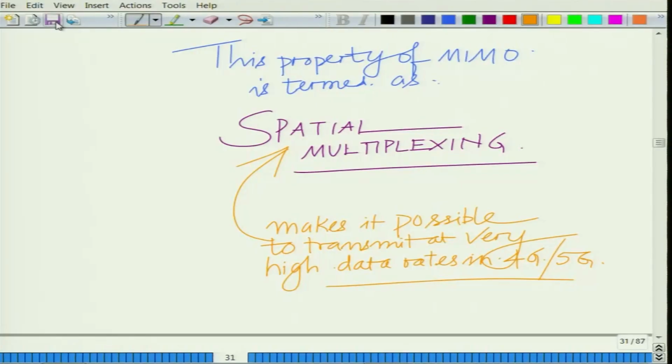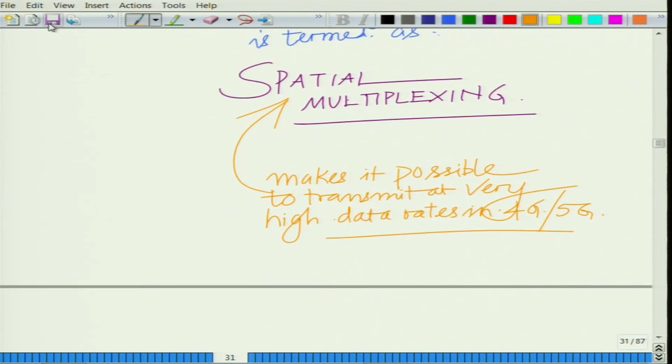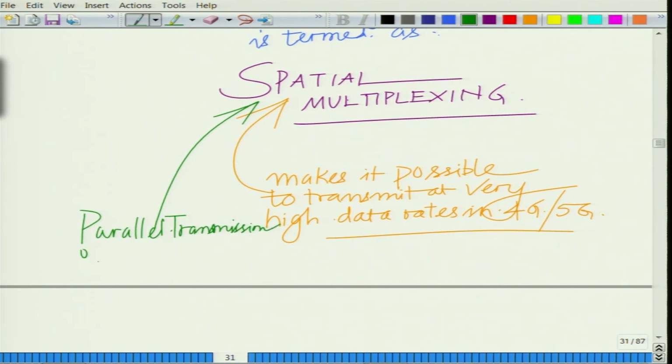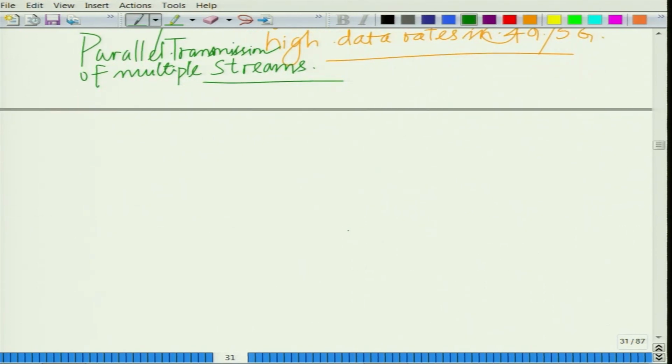Alright. So, this is the spatial multiplexing. Essentially what you are doing is you are multiplexing multiple streams through space. So, this is basically also termed as the parallel transmission of multiple data streams in the same time frequency. This is the parallel transmission of multiple streams, right. So, this is basically spatial multiplexing.